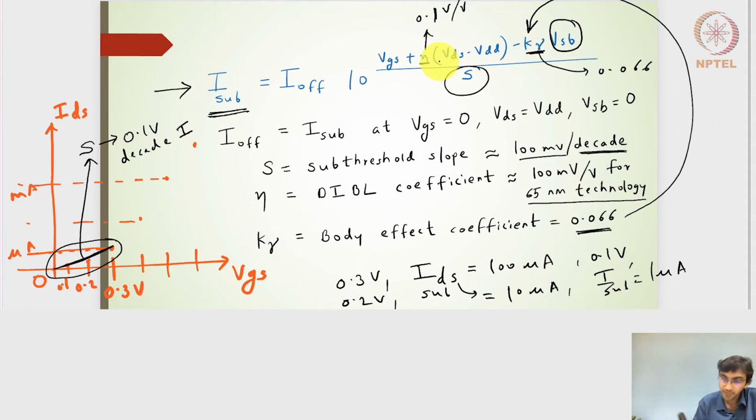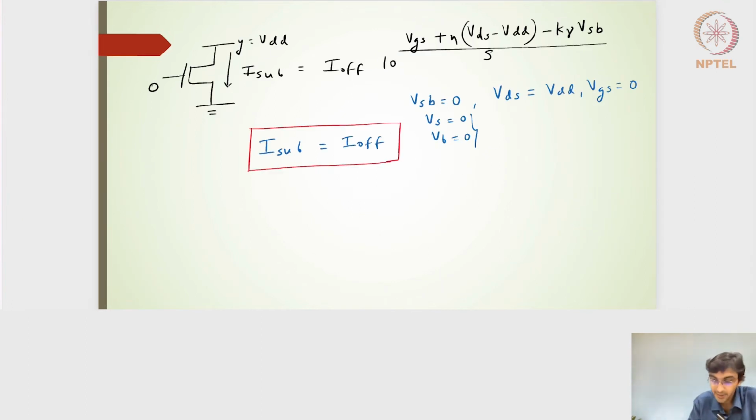Right? So I hope this is clear. All the three terms K gamma, S and eta are clear. So S, we will consider to be 0.1 because it is 100 millivolts per decade, and we will consider eta to be 0.1. So this eta is 0.1, and K gamma is nothing but 0.066. Right? Hope this is clear.